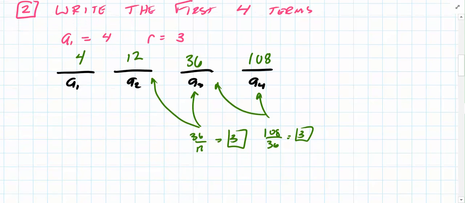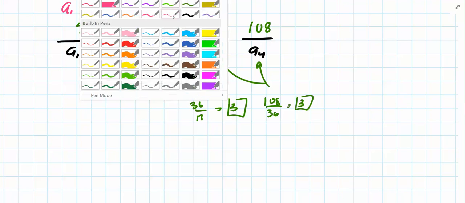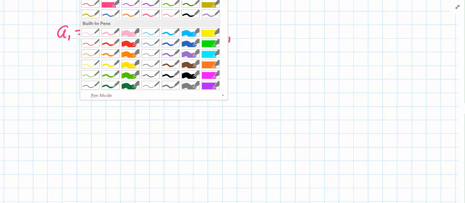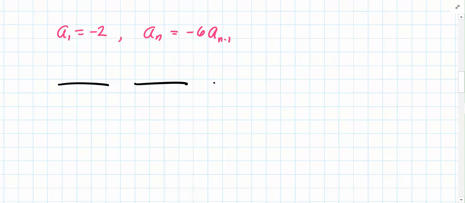Okay, let me give you a recursive one, and you guys write it out. Let me give you a sub 1 is equal to negative 2, and a sub n is equal to negative 6 times a sub n minus 1. Let's write out the first 4 terms. 1, 2, 3, 4. Now this is recursive because geometric sequences, just like arithmetic, are recursive. So that's the very first term of the sequence we have. Negative 2. Awesome.